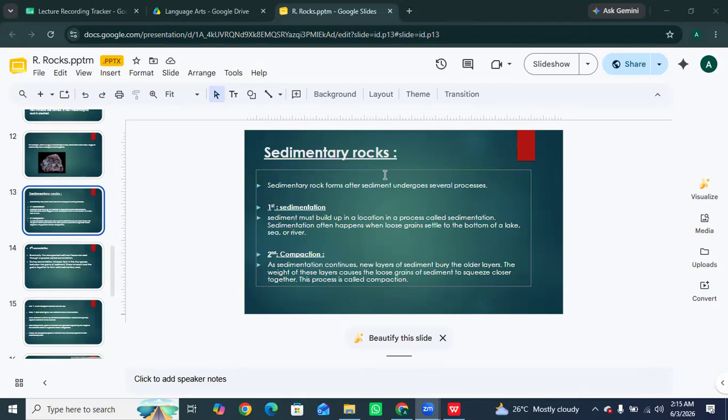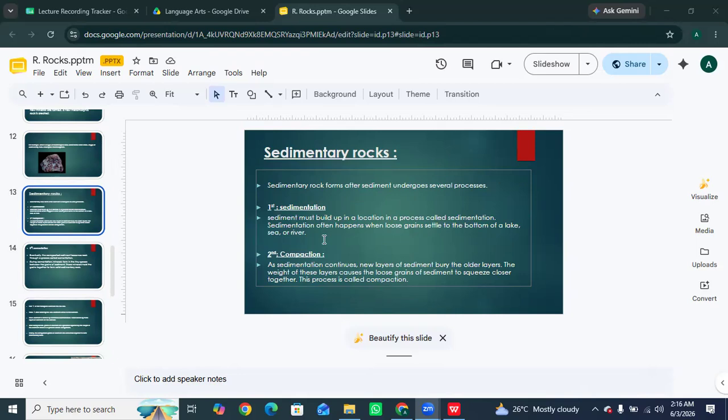Okay. The next one is sedimentary rocks. Sedimentary rock forms after sediment undergoes several processes. So the first process is sedimentation. Sediment must build up in a location in a process called sedimentation.